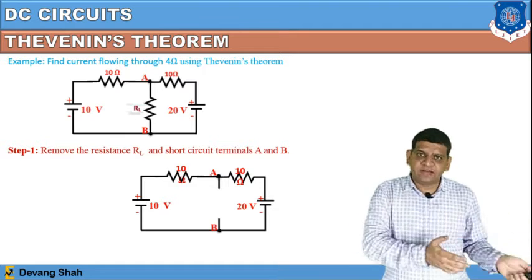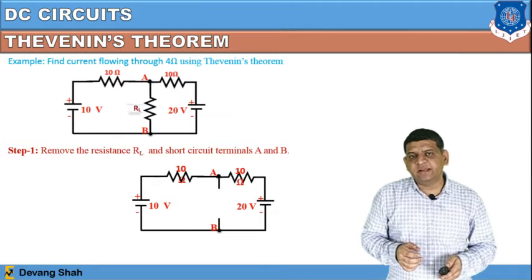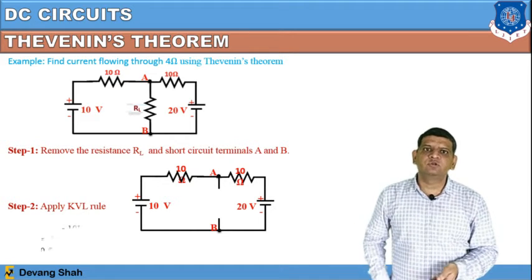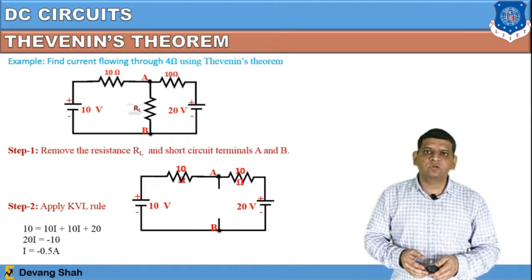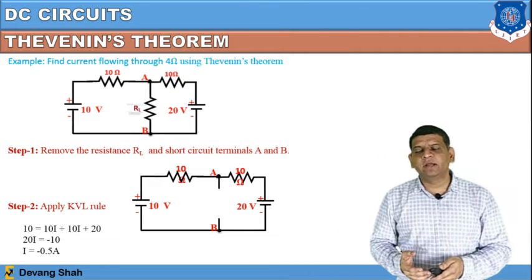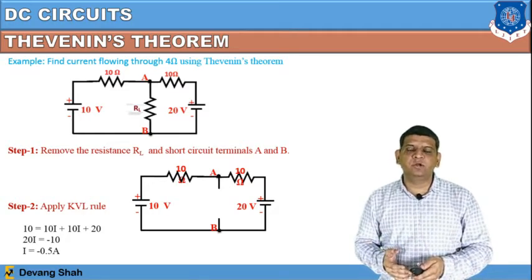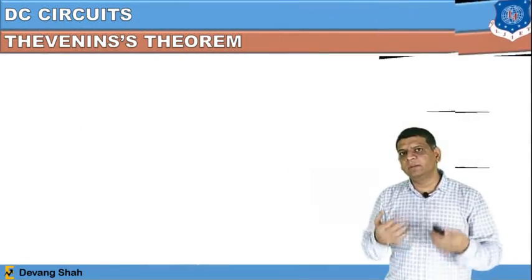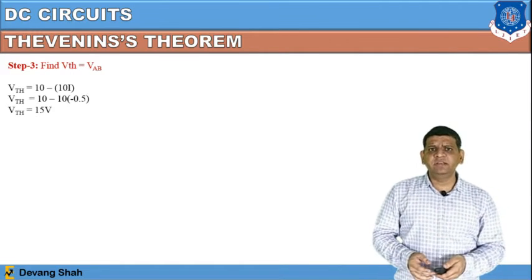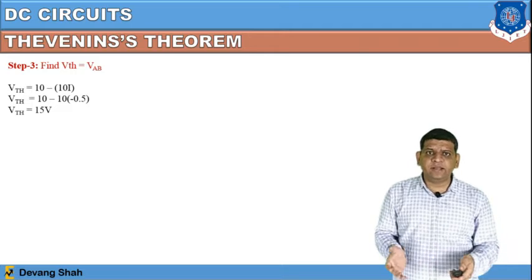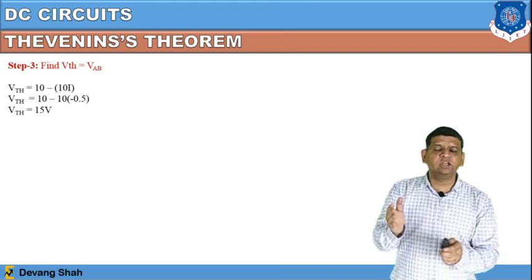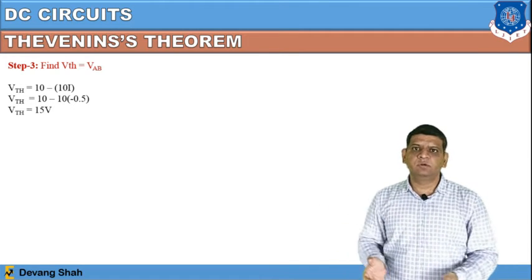So let's say we find the right side, where it is 20 volt minus 10 into I, and that I is nothing but the current passing through the overall circuit. Once you apply the KVL, you use this equation: 10 is equal to 10 I plus 10 I plus 20. From this you can find the total current I is equal to minus 0.5 ampere. Now the same thing if you apply to find VTH, you can see the equation here. VTH is equal to 10 minus 10 into I. So that VTH you can find to be 15 volt, right? So the voltage drop across terminal A and B is 15 volt, right?